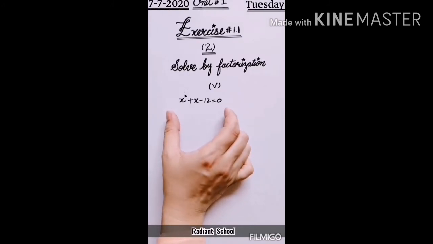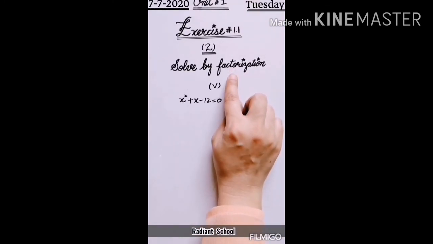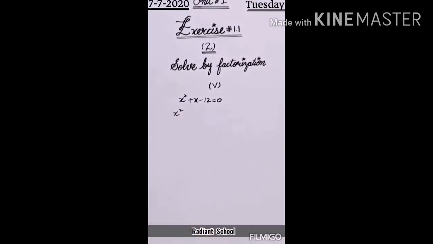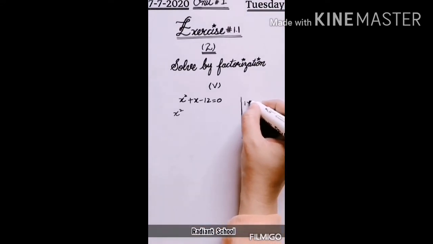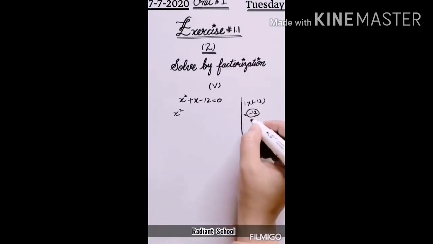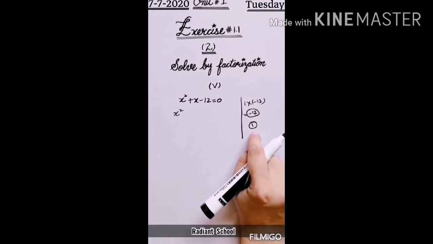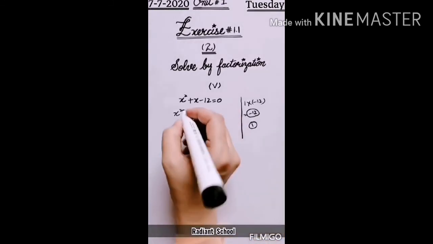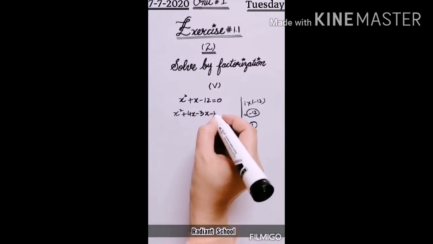Now we will solve this quadratic equation with the help of the factorization method, the middle term breaking method. I have told you that in the middle term breaking method you have to multiply the coefficient of x square with the constant number. You will get a new number, and then you have to write the coefficient of x as well. You have to select two numbers such that when you add or subtract them you get 1, and when you multiply them you get minus 12. So here I have plus 4x and minus 3x as the two numbers.